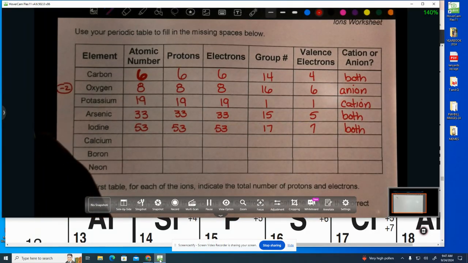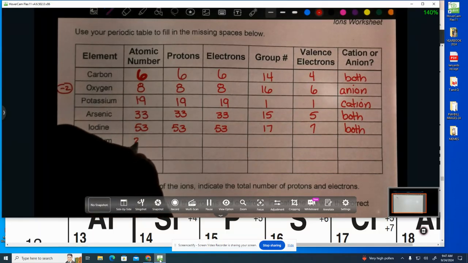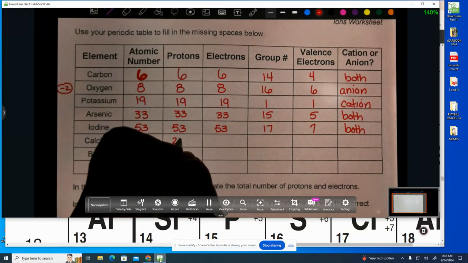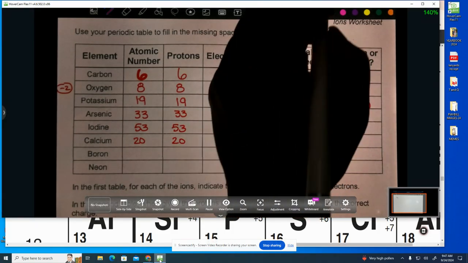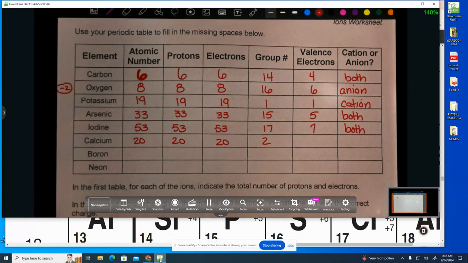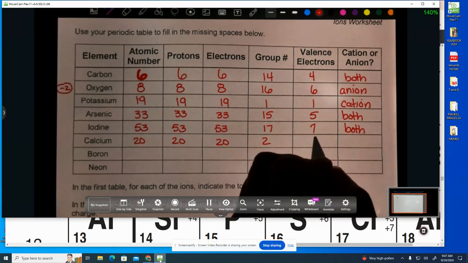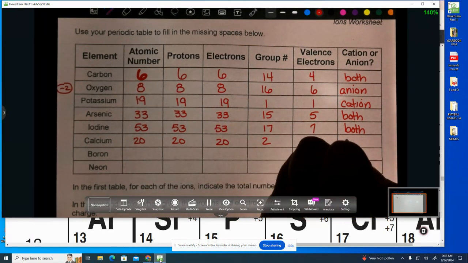Okay. Calcium. 20? Is it 20? Yeah, 20. Group number 1? No. You're lying, Kaufman. All right. Group number 2. So it's going to have 2 valence electrons, and it will form a cation.